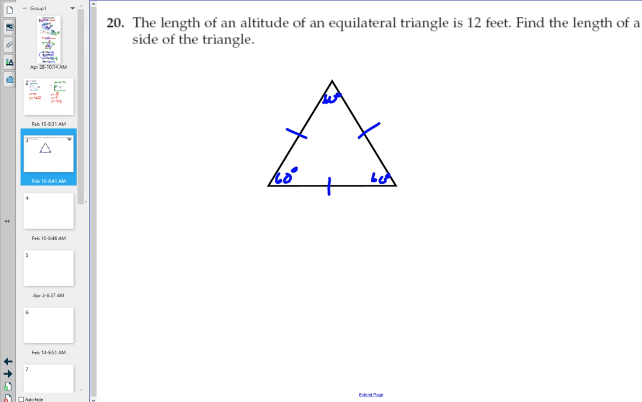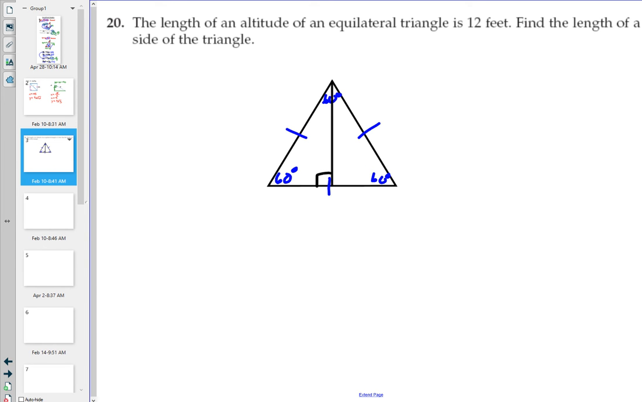60, and especially now that we're coming off a lesson on constructions. Plus, we had already been introduced to the special segments earlier this year. If I were to draw any one single altitude, I know that altitude would go from one of the angles to the opposite side and meet it at 90 degrees.